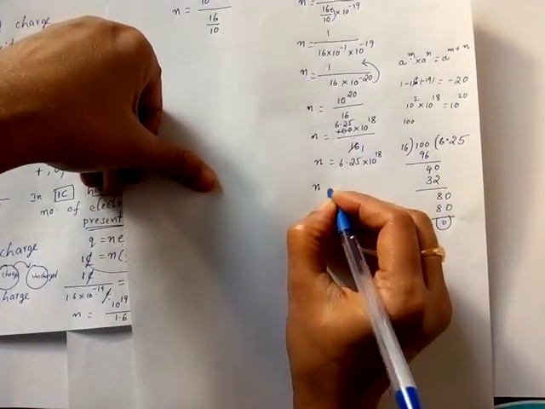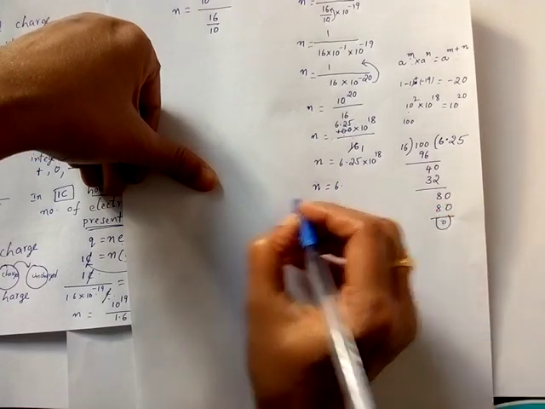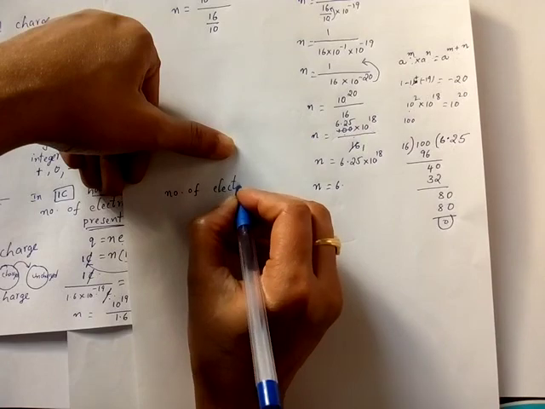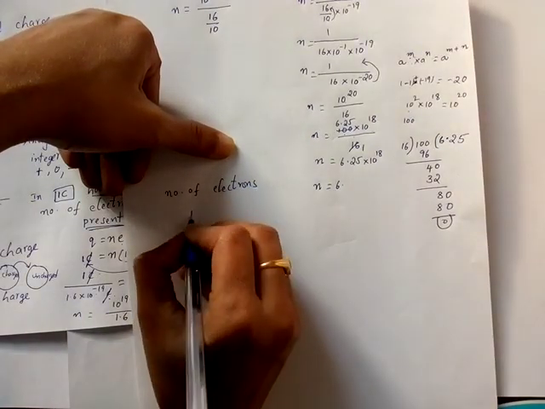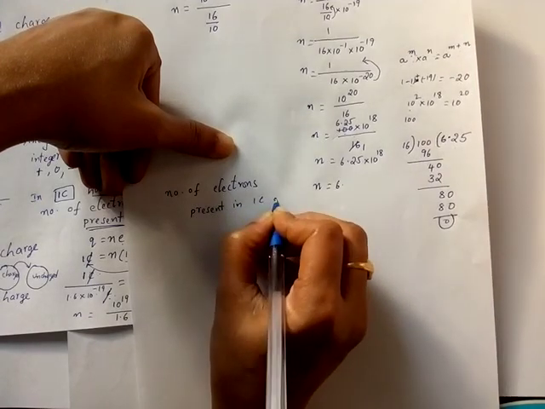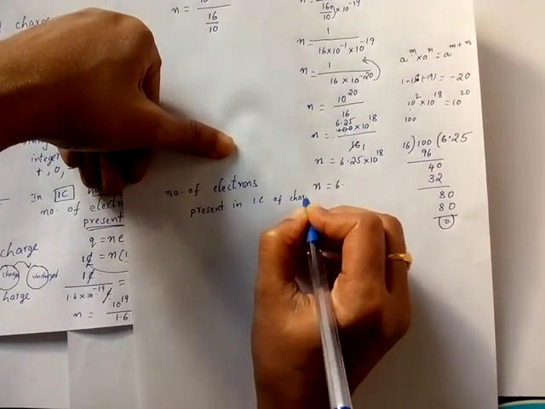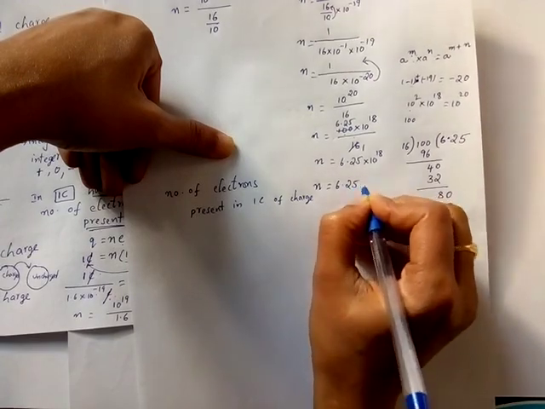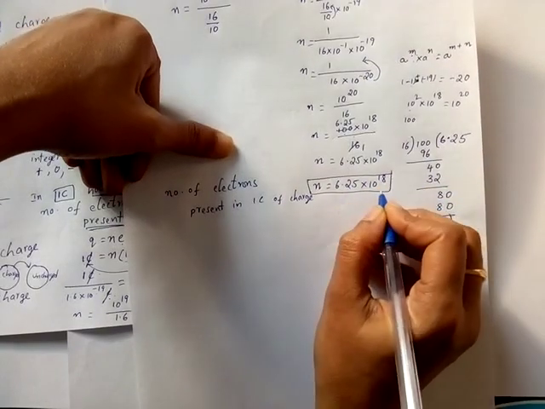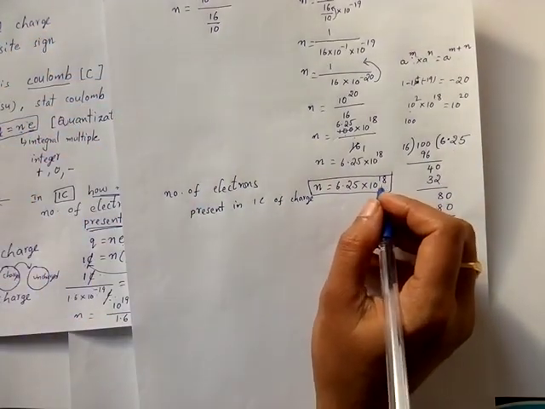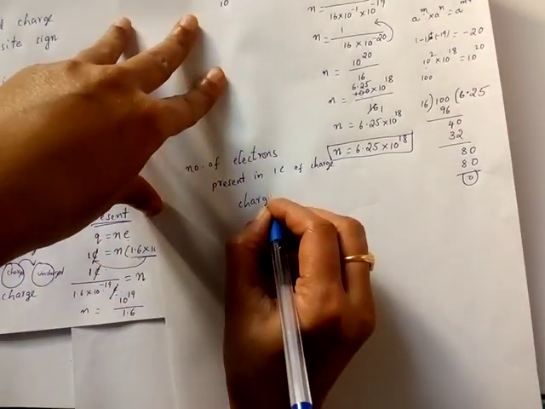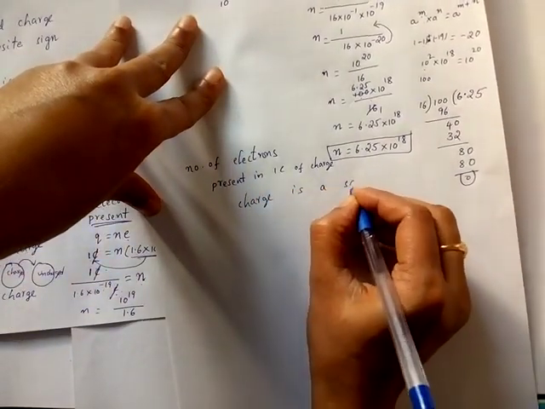So number of electrons present in 1 coulomb of charge, N is equal to 6.25 into 10 to the power of 18. So it is a number, that's why it doesn't have any units. Okay. So charge is a scalar quantity.